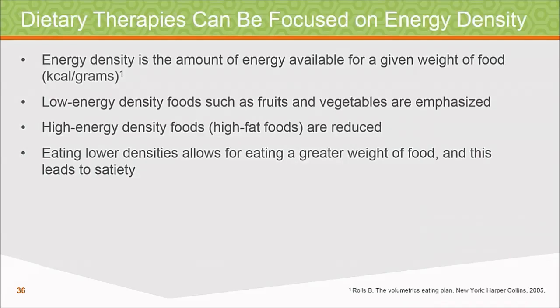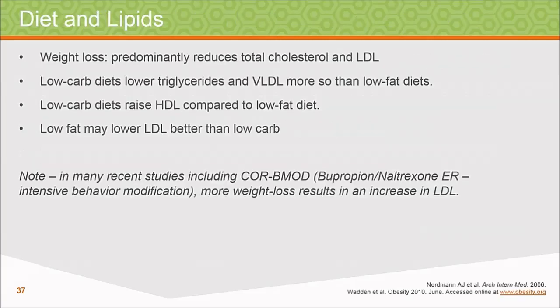In terms of the energy density, I gave you the reference here. It's the volumetrics eating plan, and there's been several follow-up books that Barbara Rolls has published. But the energy density is the amount of energy available for a given weight of food, so kilocalories per gram. And so we're going to emphasize low energy density foods like celery. I think you could eat a whole room full of celery before you had one Starbucks scone, right? So we're going to go for those lower energy density foods, and it allows you to eat a greater volume of foods, even with less calories.